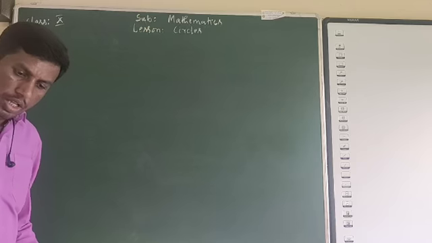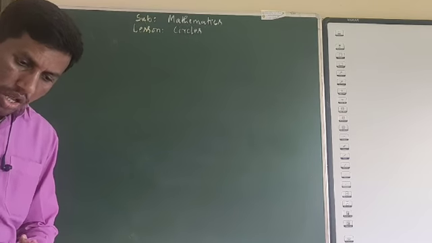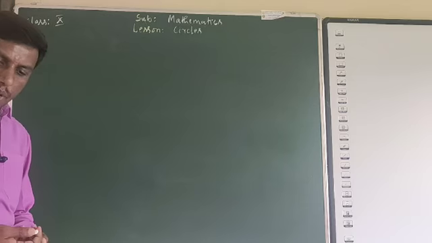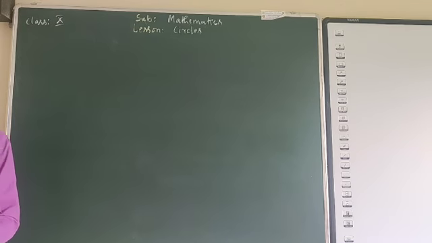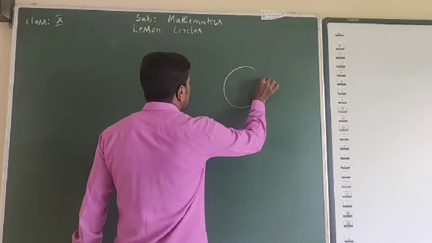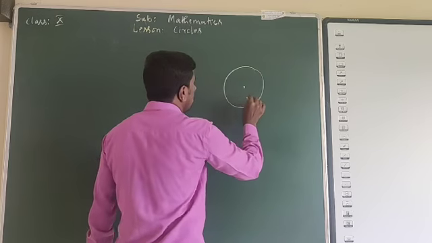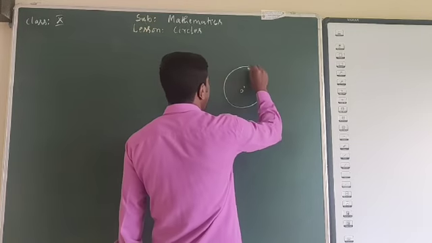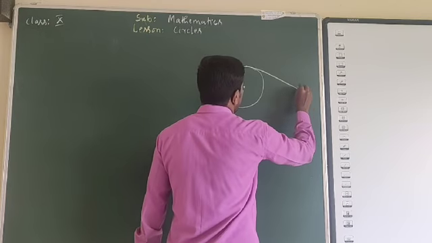They have given that AB and AC are the two tangents drawn from the external point A to the circle with center O. If angle BOC is 130 degrees, find angle BAC. I will draw the figure and you will understand. There will be a circle with center O. Then they have tangents AB and AC.